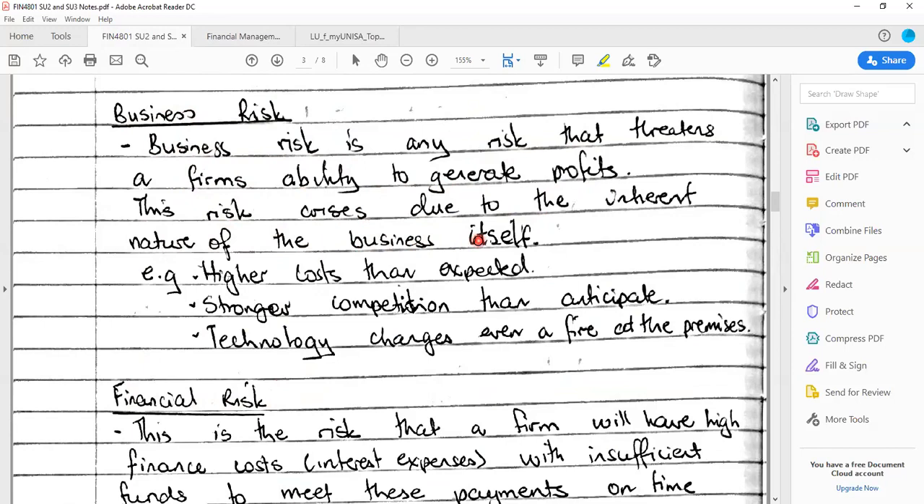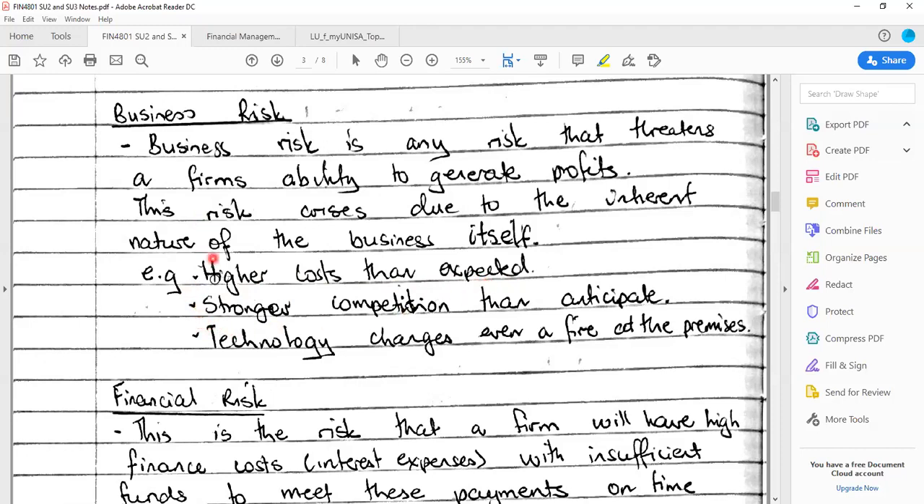So when you're operating a business, there are certain risks that arise due to the business that you're running. And some of these risks, some examples, are higher costs than expected. You might budget your costs at the beginning of the year, but they might end up being higher during the course of the year than expected, or even during the course of the month if you're budgeting monthly.